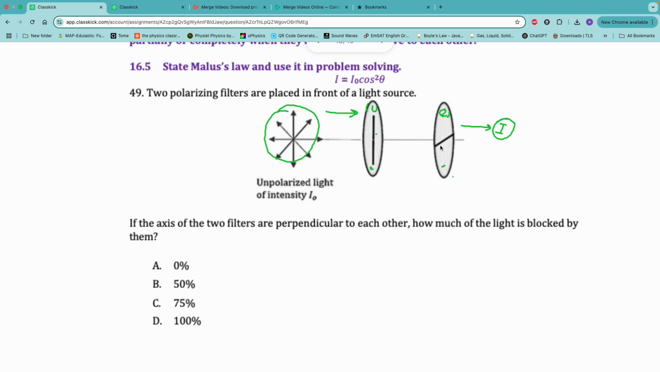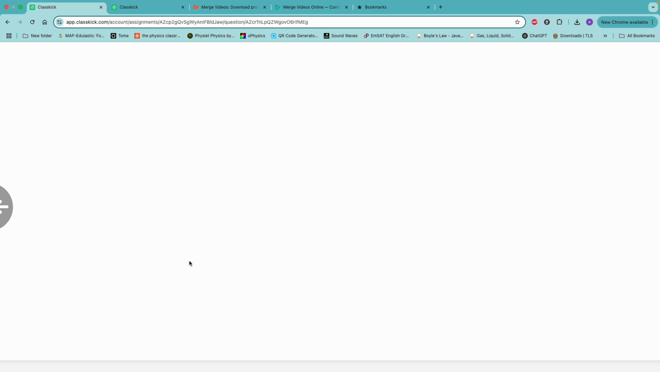As they are perpendicular to each other, this means the intensity will be transmitted as 0%, or we can describe it in a different way, that the intensity will be blocked as 100%. So in this question, if the axes of two filters are perpendicular to each other, how much of the light is blocked? So 100% will be blocked, 0% will be transmitted.